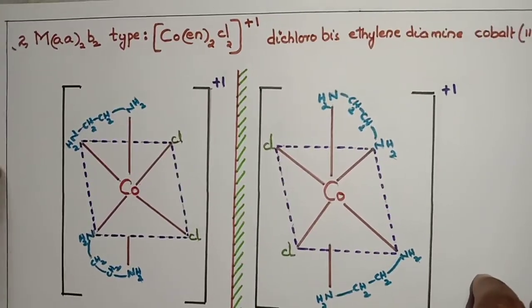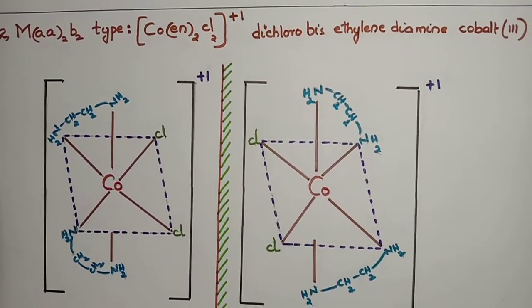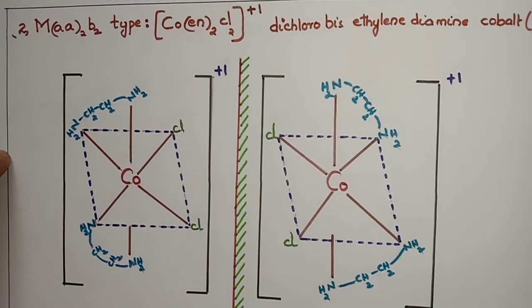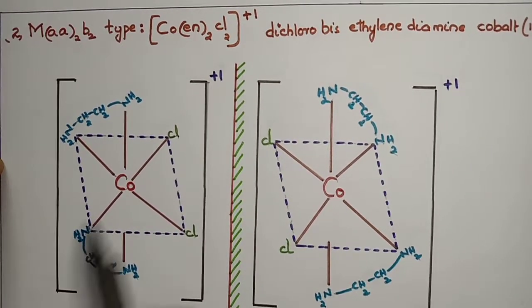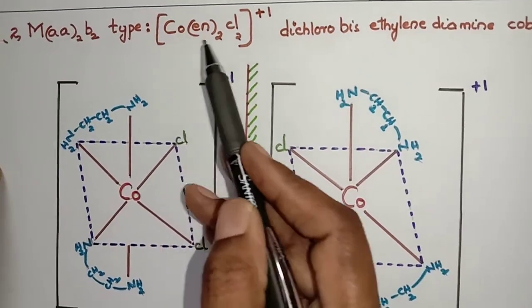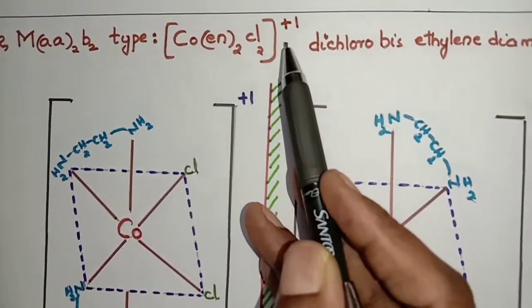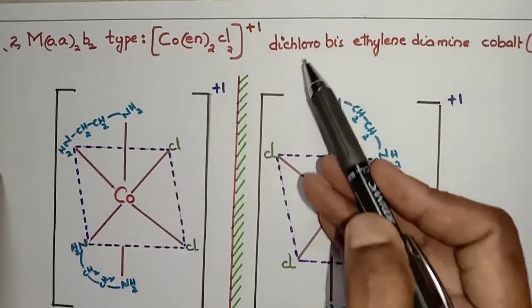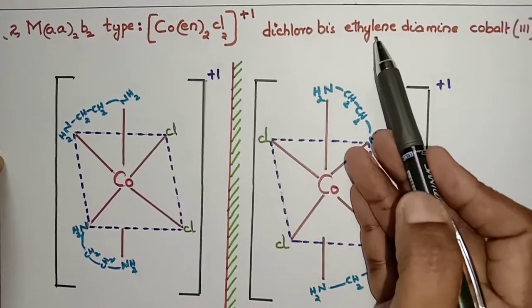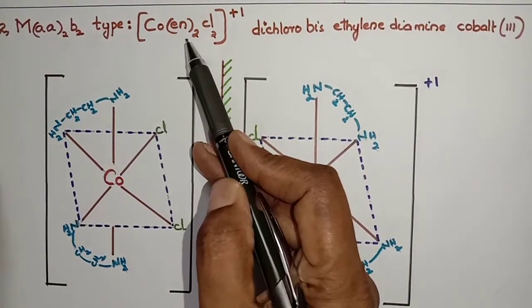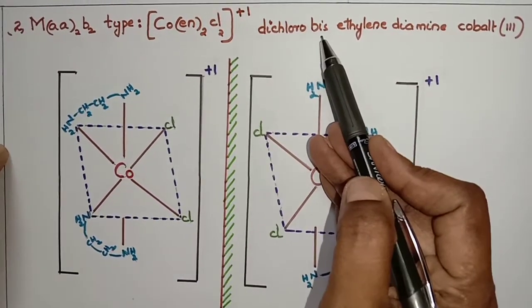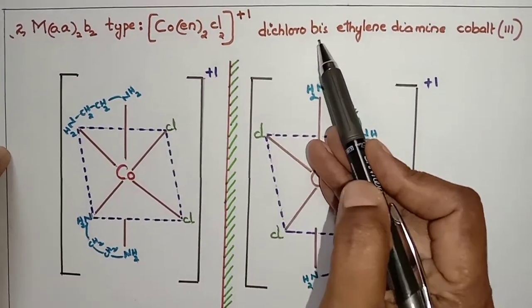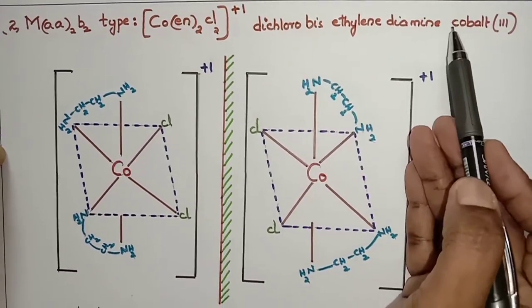Second type is M(AA)2B2. That means ethylene diamine, 2 groups are there. So the example taken here is [Co(en)2Cl2]+1. Okay, so how do we name it, students? We name it as dichloro. Ethylene diamine groups, how many are there? 2 are there. So we use the prefix bis. Dichlorobis(ethylenediamine)cobalt(III).